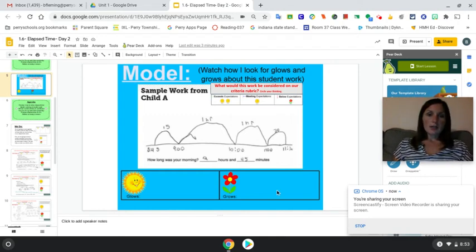So I'm going to be looking at this student sample from work A. And I'm going to be looking to see what did they do that makes sense that I want to make sure that I do in my work, and what are some things that are kind of confusing?